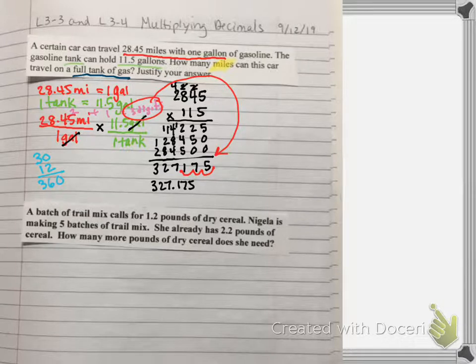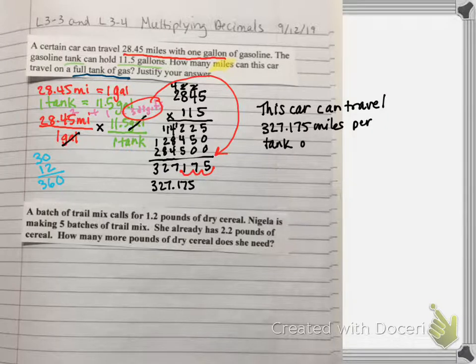And the reason why my estimate was so much larger is because I rounded up both of the numbers. So that actually makes a lot of sense. So I'm going to write the answer as a sentence. This car can travel 327.175 miles per tank of gas. Now, some people would say, well, maybe we should just say 327. Didn't ask us to round, so we're just going to leave the answer as is.